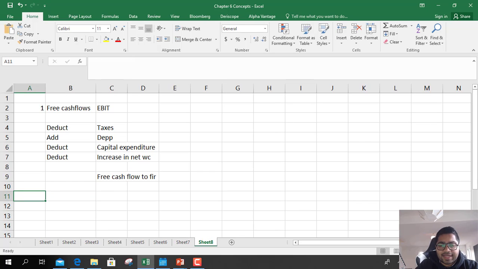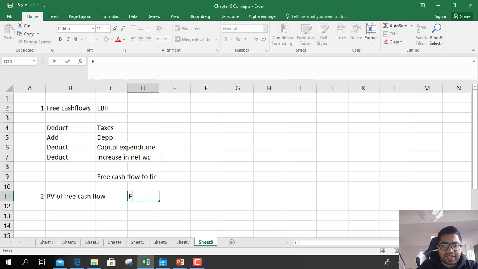Okay. Second step, calculate present value of free cash flows. How to do that? Generally, it is FCF, free cash flow to firm, divided by weighted average cost of capital minus growth of dividend.